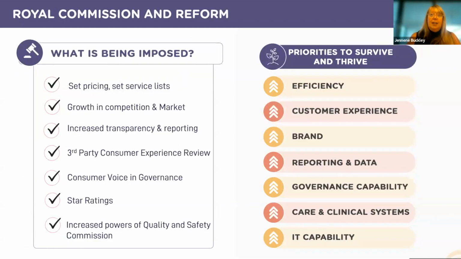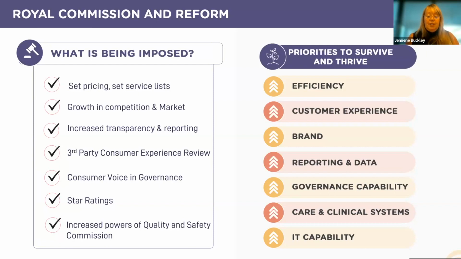What we will see is a change in the funding model and introduction of efficient pricing. We will see a growth in competition and more providers in our marketplace. The regulation will insist on transparency and reporting. We will see an increased focus on consumer experience and a voice of the customer right through to boards of governance, and the introduction of star ratings in home care.